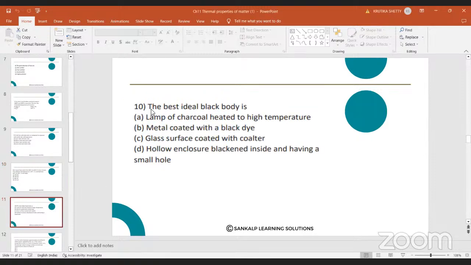Yes, the next question is, the best ideal black body is which one? Lump of charcoal heated, metal coated with a black dye, glass surface coated with colour, hollow enclosure blackened inside and having a small hole. A, B, C, D, which one? It is, yes, option D. That is hollow enclosure blackened inside and having a small hole. That is a perfectly ideal black body.